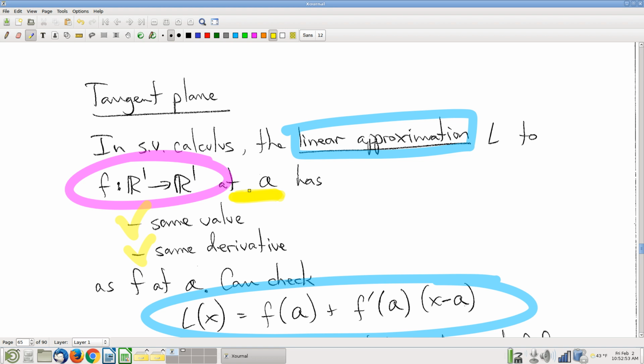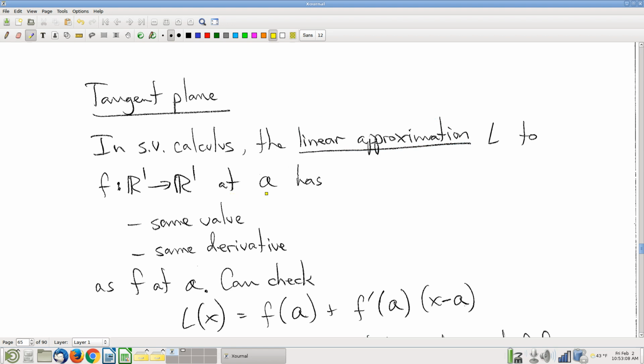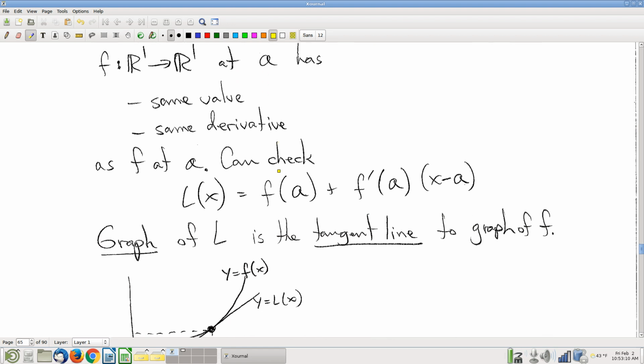Now note this is algebra. f is a function. That's an algebraic object. L is a function. It's an algebraic object. Those are algebraic things. Now let's think about how I would visualize these things geometrically. And I'm going to draw their graphs. No surprise.